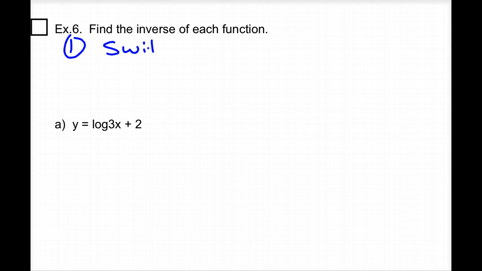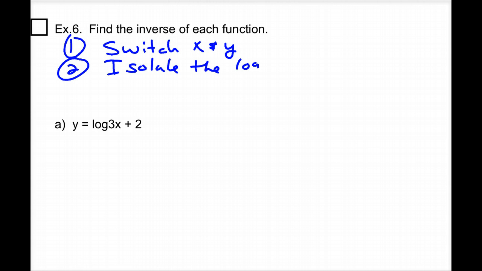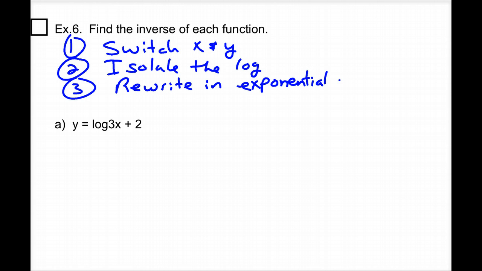First step, switch x, y. Second step, isolate the log. Third step, rewrite in exponential form. And lastly, isolate the y. If that was too fast for you, make sure you pause it here to get those written down. But that's our 4 steps in finding the inverse of a log function. So we'll go through a couple examples here.